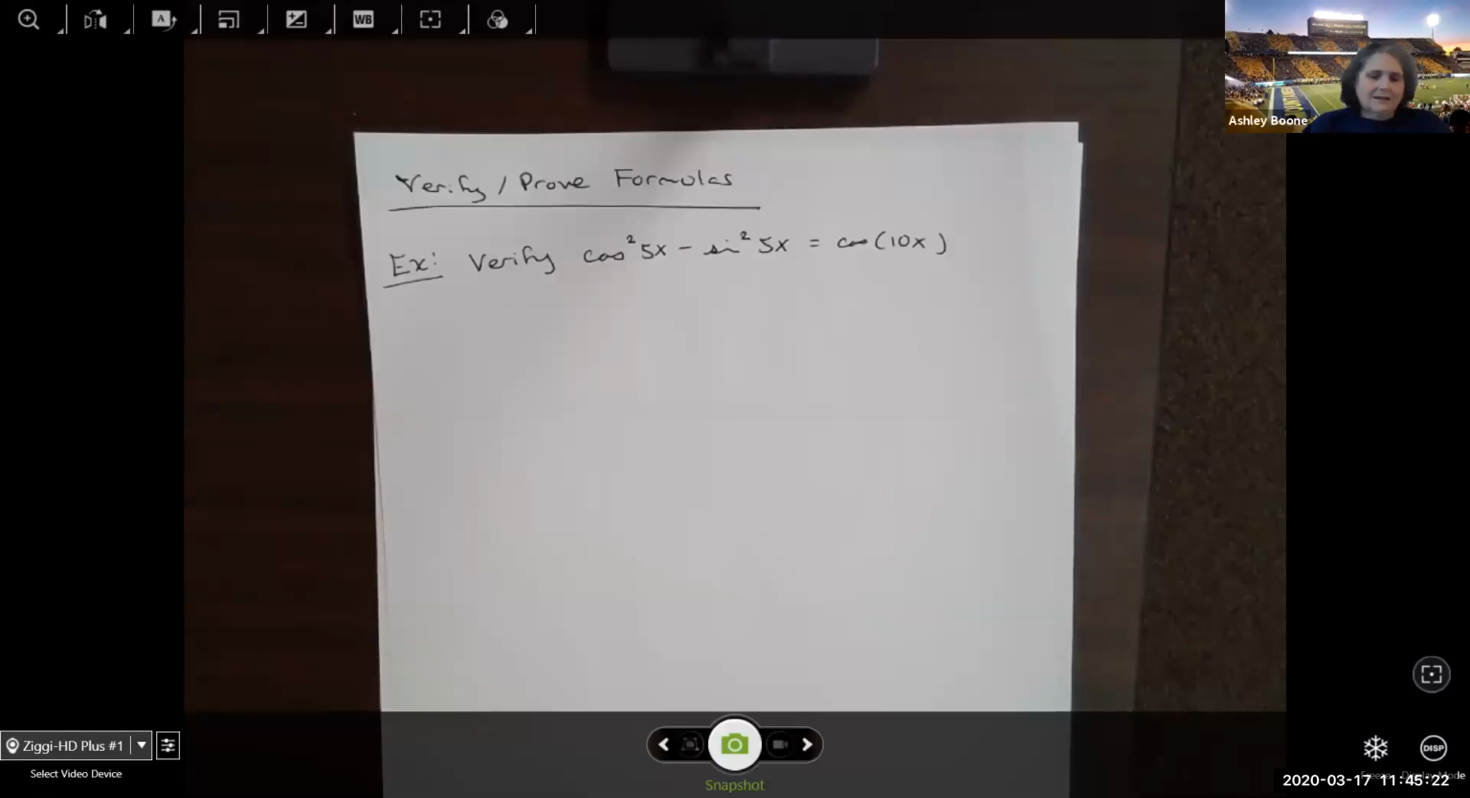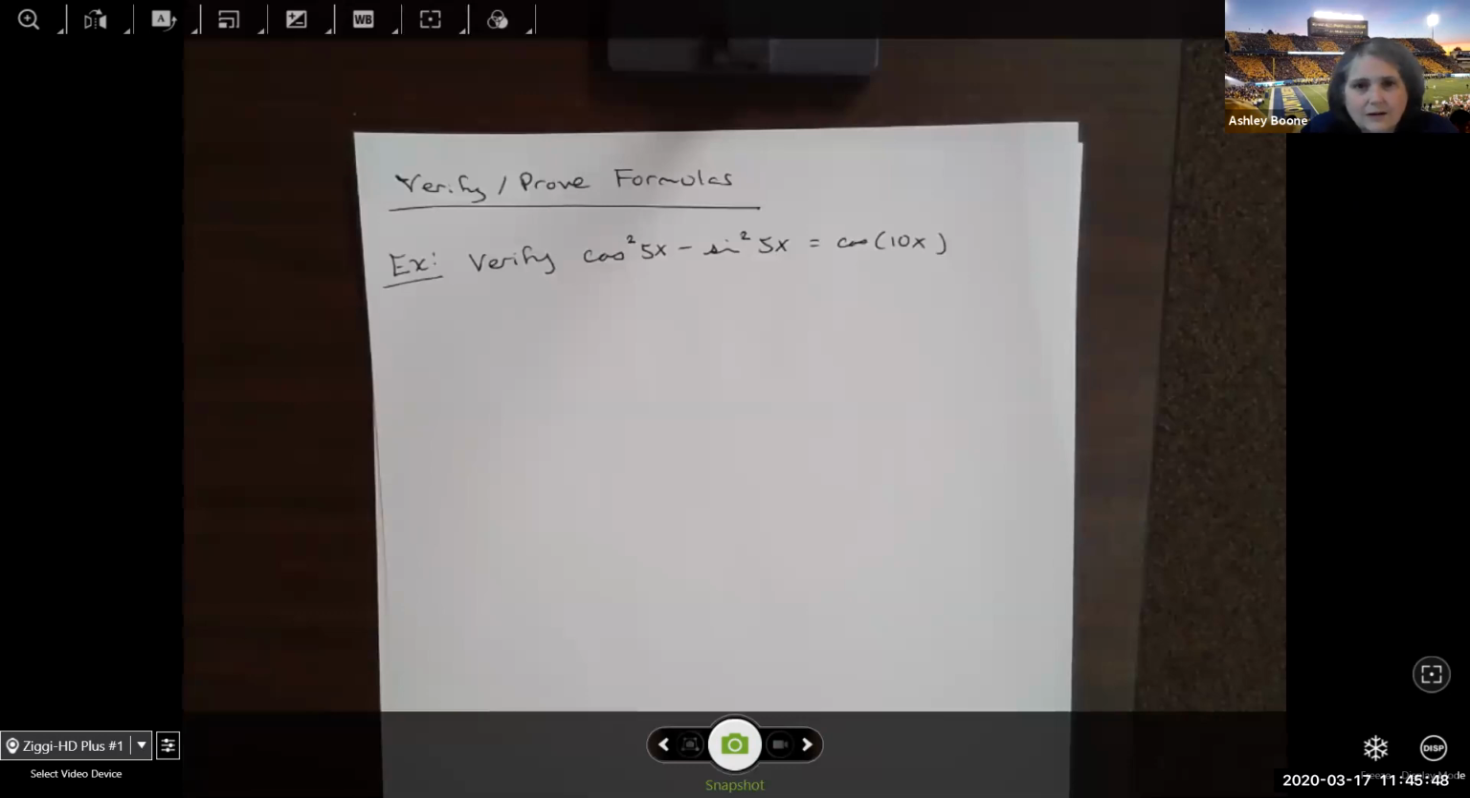All right, let's revisit now that we have a bunch of tools in our toolbox as far as all of our formulas go. Let's look at a couple more examples of verifying and proving identities and formulas. The first one is going to be very direct and a little more simple. The other two, one will be a lot more involved. But notice, look at this problem.